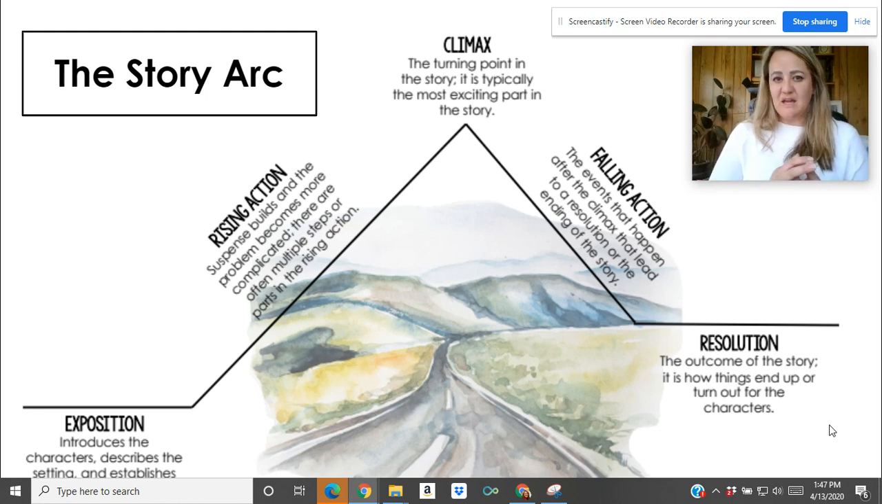until finally we hit the climax of the story. This is usually the turning point, if you guys look up there on the slide, and it's typically the most exciting part. Now, Fish in a Tree was not a giant where you're like, oh my gosh, I can't put this down. It was just one of those stories where you wonder, what's going to happen next? So that's what we're talking about with the climax here.